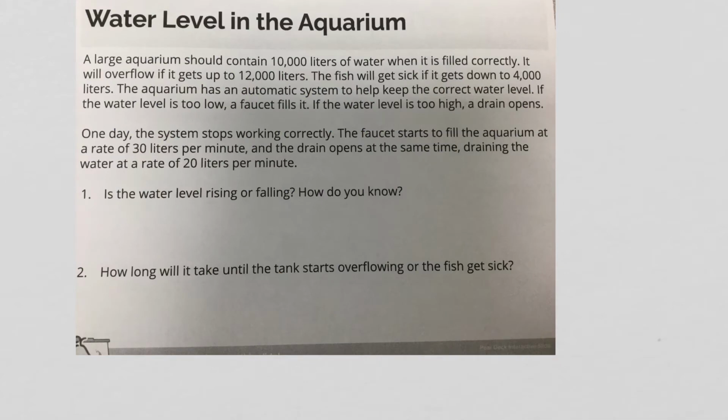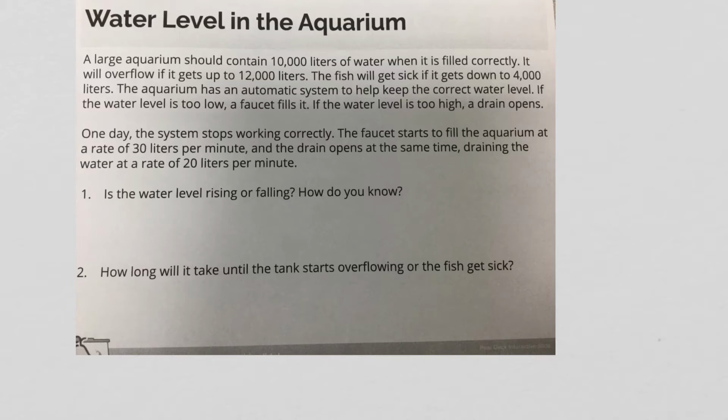Water level in the aquarium. A large aquarium should contain 10,000 liters of water when it is filled correctly. It will overflow if it gets up to 12,000 liters. The fish will get sick if it gets down to 4,000 liters. The aquarium has an automatic system to help keep the correct water level. If the water level is too low, a faucet fills it. If the water level is too high, a drain opens.